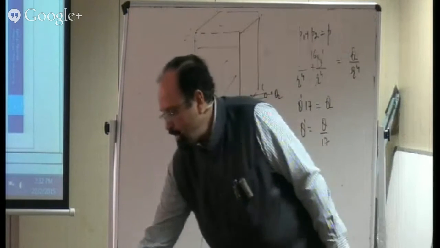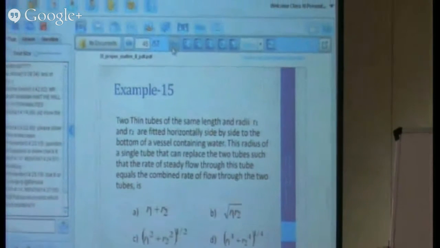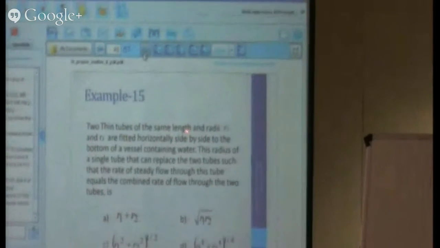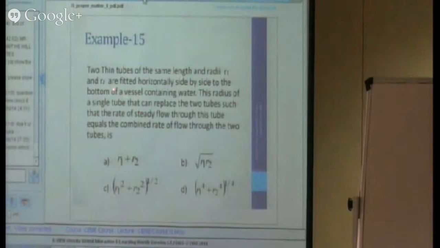Let's read the language once again. Situation you have to imagine. The diagram is not given to you, so we have to imagine and understand the things given. Two thin tubes of the same length and radius R1 and R2 are fitted horizontally side by side, horizontally at the same level. One is not above the other, at the same level. Then the bottom of the vessel containing water, the radius of the single tube that can replace the two. Instead of the two, now I have one.